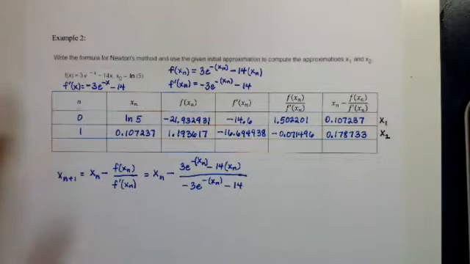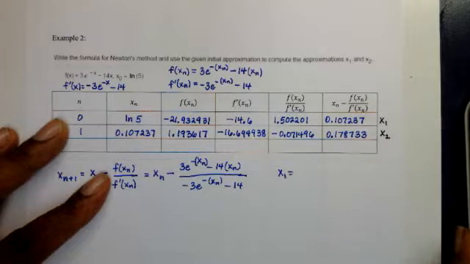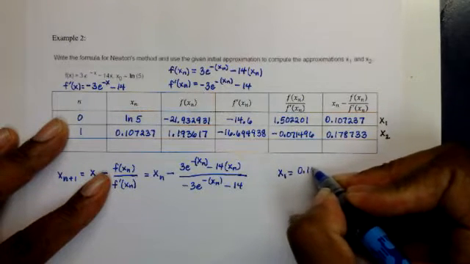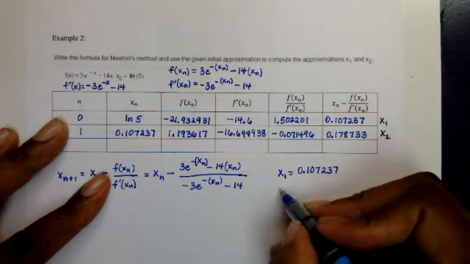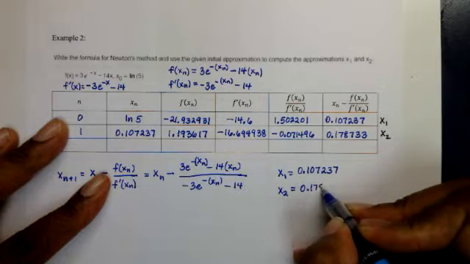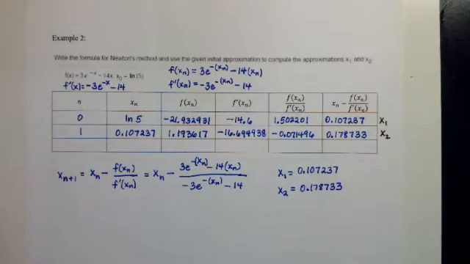And that's all that we were looking for here. So in this case, x1, the first iteration, was 0.107237, to 6 decimal places. And then x2 came out to be 0.178733. Okay, so those are the approximations for x1 and x2.